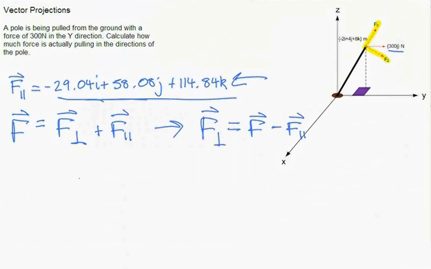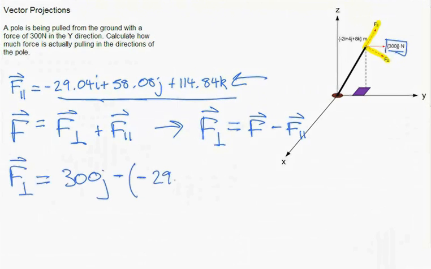Putting all the numbers in, we would get the perpendicular vector is equal to 300J, which is this vector here, minus 29.04i plus 58.08j plus 114.84k.